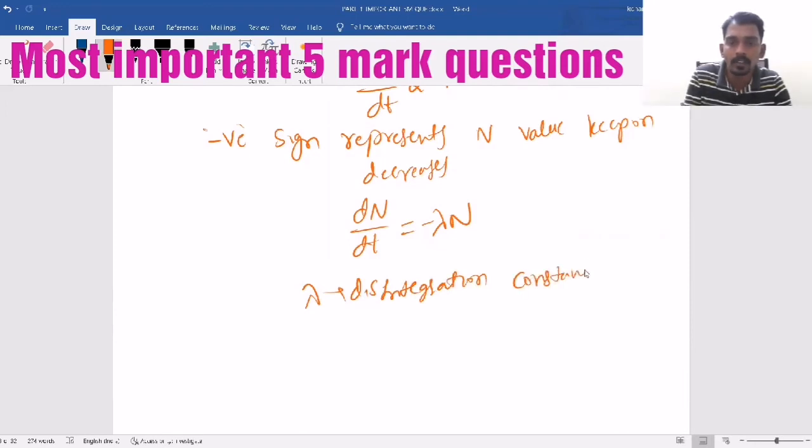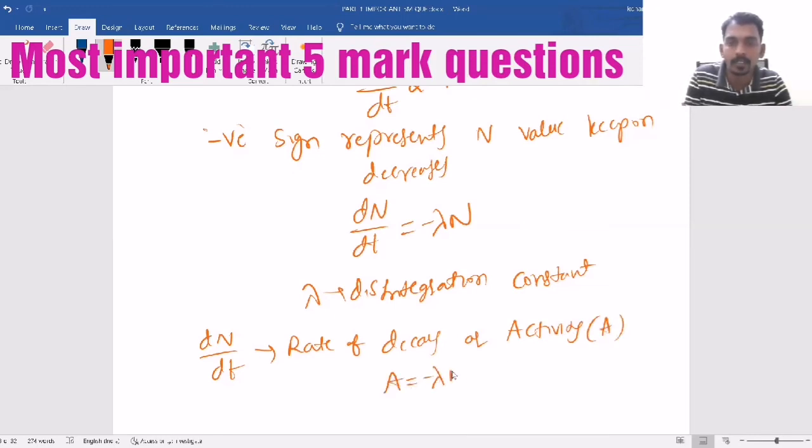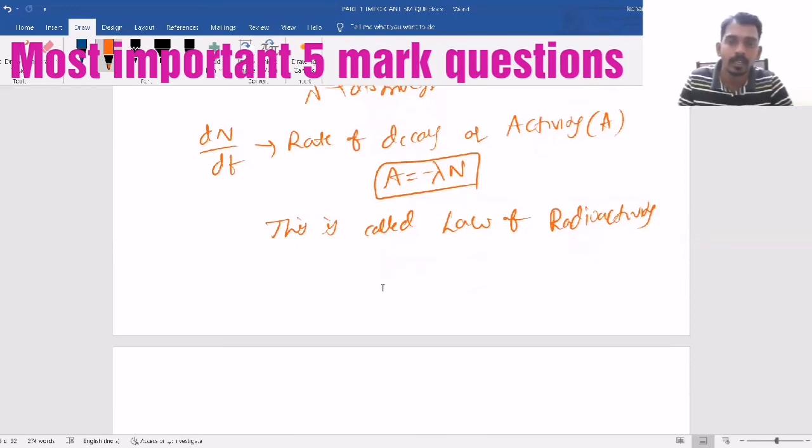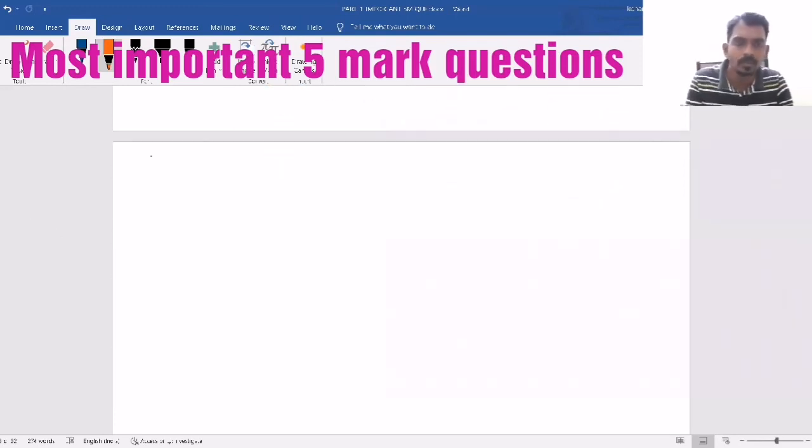Lambda is called the disintegration constant, and this dN by dt is also called the rate of decay. We also call it activity, which we denote with capital A. So A equal to minus lambda N. This is called the law of radioactivity. One by one, atoms undergo the decay process.